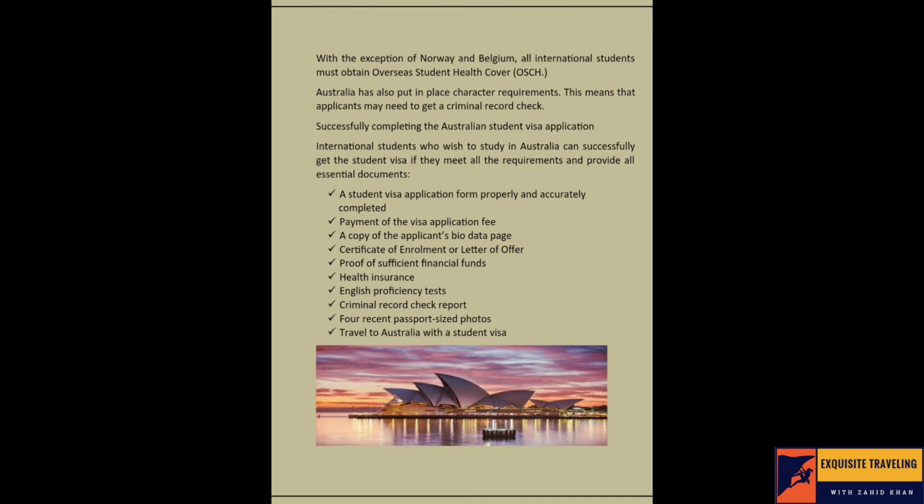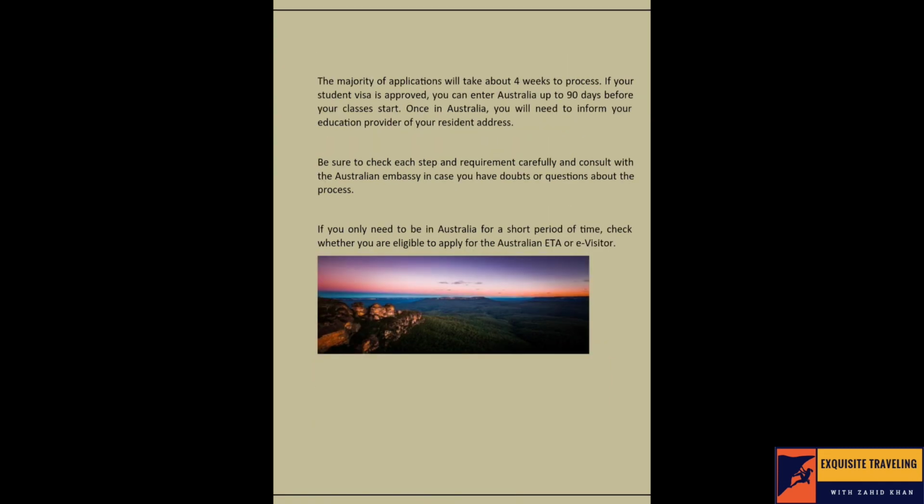Travel to Australia with a student visa. The majority of applications will take about 4 weeks to process. If your student visa is approved, you can enter Australia up to 90 days before your classes start. Once in Australia, you will need to inform your education provider of your resident address. Be sure to check each step and requirement carefully and consult with the Australian Embassy in case you have doubts or questions about the process. If you only need to be in Australia for a short period of time, check whether you are eligible to apply for the Australian ETA or e-visitor.